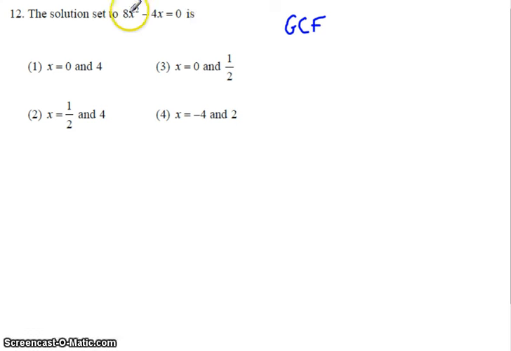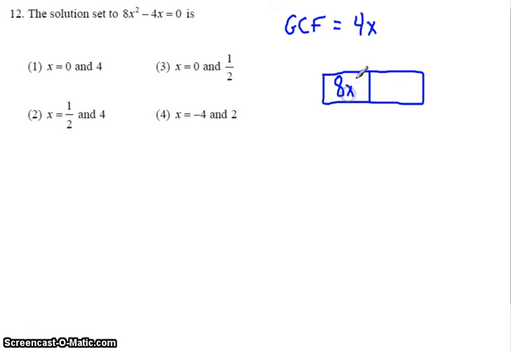The GCF between 8x squared and negative 4x, well, I can definitely pull out a 4, from 8 and 4. And then between x squared and x, you always just take the lesser exponent or lesser power. So the GCF is 4x. So let me first take care of that. So I'm going to do my 1 by 2 window here. This is 8x squared and negative 4x.